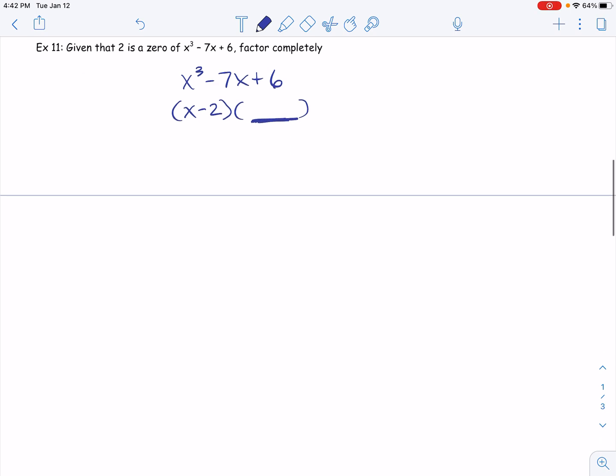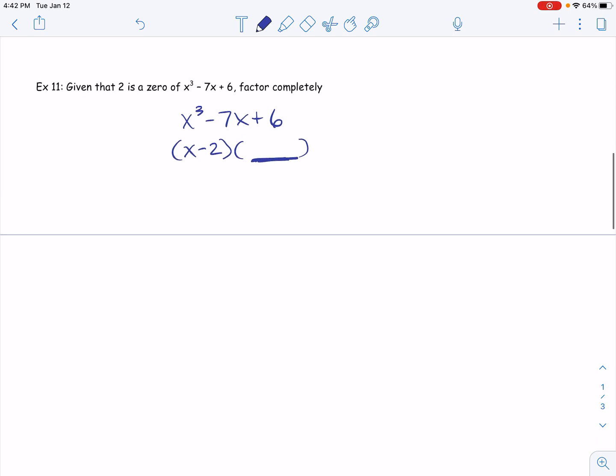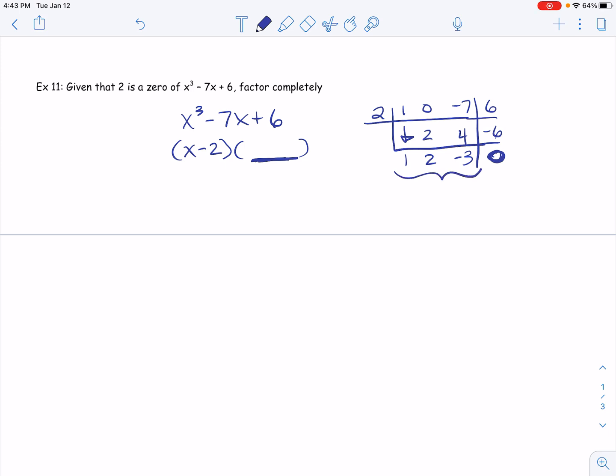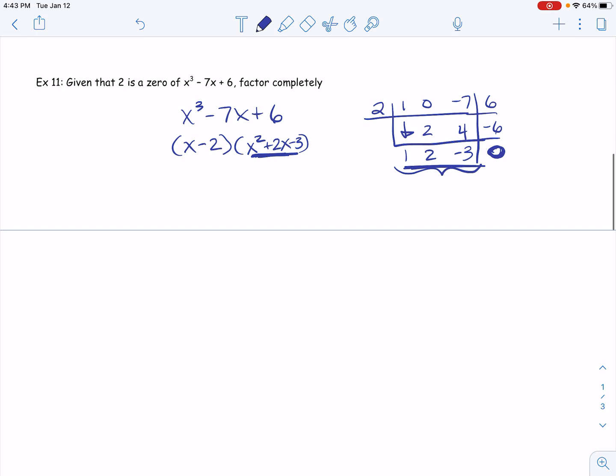Well, I can do my synthetic division here. I can set it up as 2, 1, 0, negative 7, 6. Drop down the 1, multiply by 2, add. 2, 4, add. See, I knew it was a factor. But what am I left with? I'm left with x squared plus 2x minus 3. Right? Because that's my quotient here.